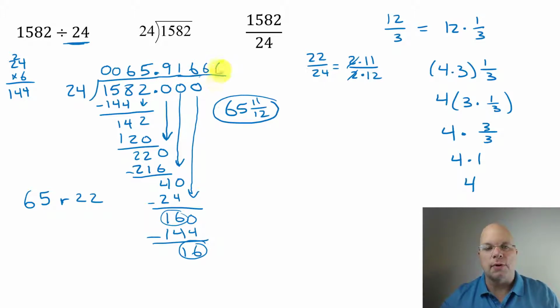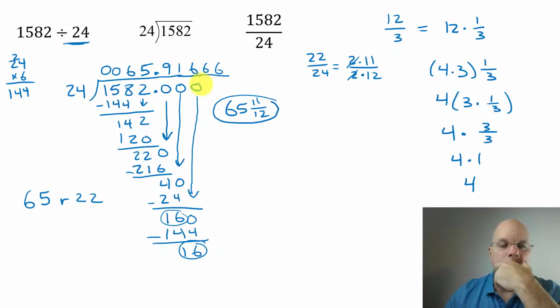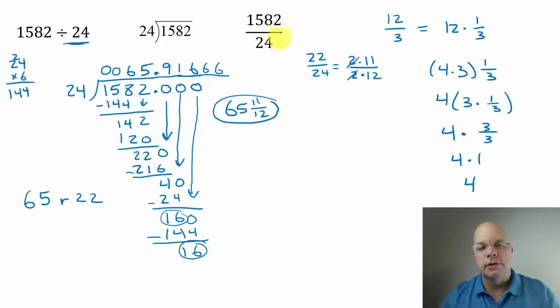So we're going to talk a lot about rational numbers and what that means in class. But if you have a number that can be written as a fraction, and clearly this can because you see it right here written as a fraction, then it's going to either be a whole number or a terminating decimal or a repeating decimal. And so in this case we have this repeating decimal, the 6 repeats. So one way to write this is 65.916 and the 6 repeats.